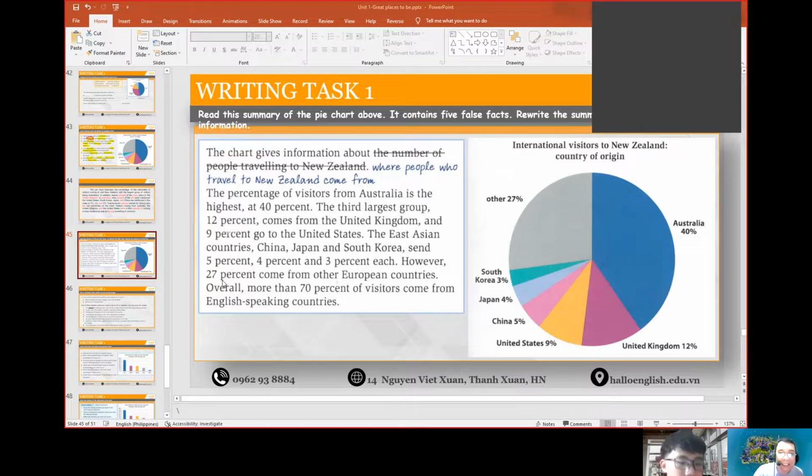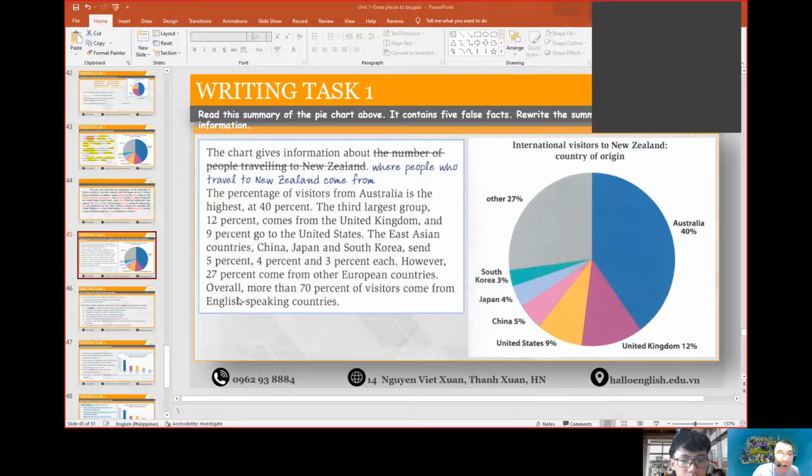However, 27% come from other European countries. Yes, come from the European countries. It's wrong because it was not mentioned there, right? So comes from or come from the other countries, but not European. So we have to remove European because it was not stated there. Yes, it was not mentioned there. Okay, so we have to remove the European.